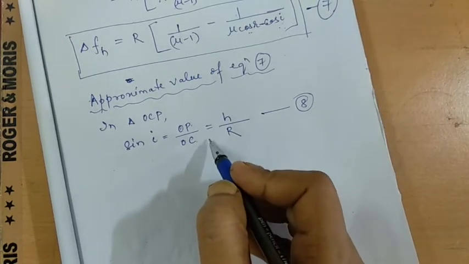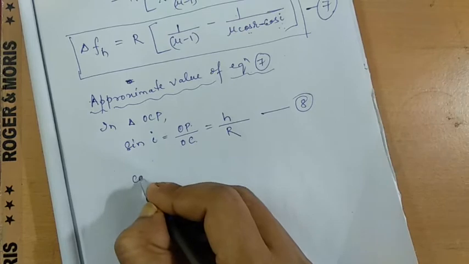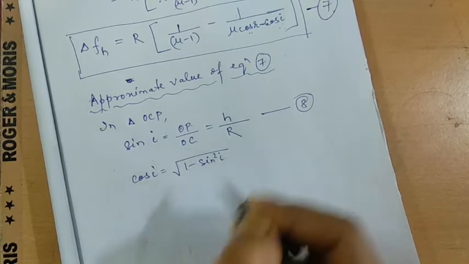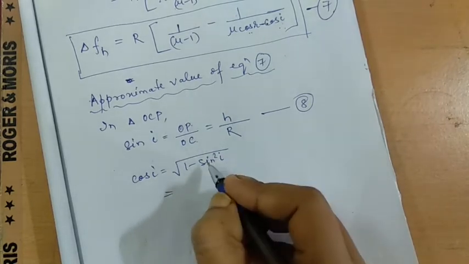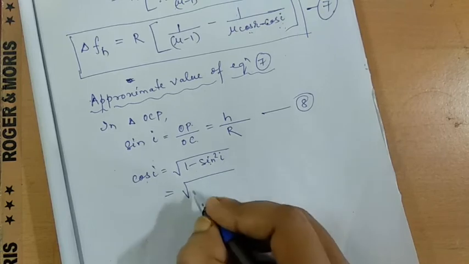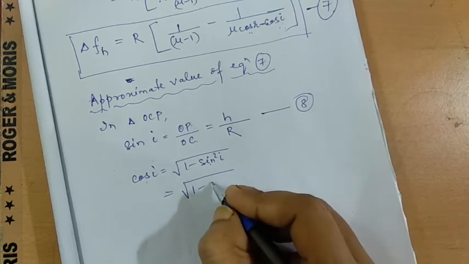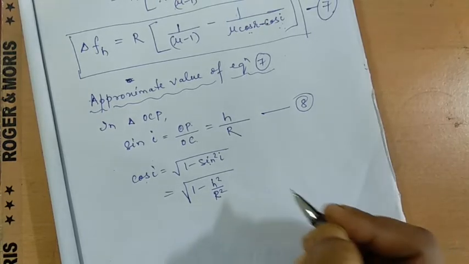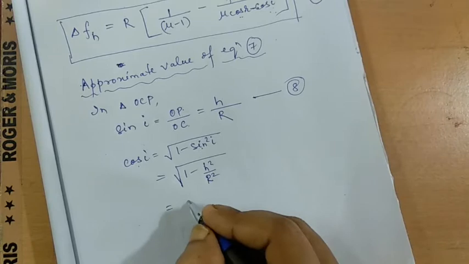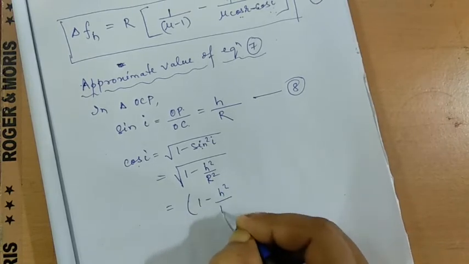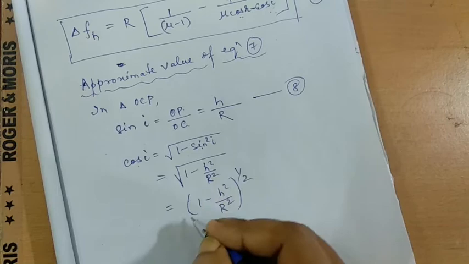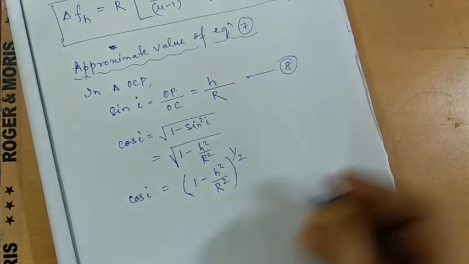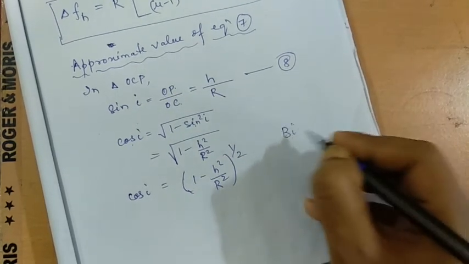Now from this you can calculate cos i. So cos i can be represented as root over 1 minus sin square i. Now substitute the sin i value here and you can find the cos i value. So it is root over 1 minus h square by r square. This can be written as 1 minus h square by r square, whole to the power half. Now by using binomial expansion, the binomial theorem, we can expand it.